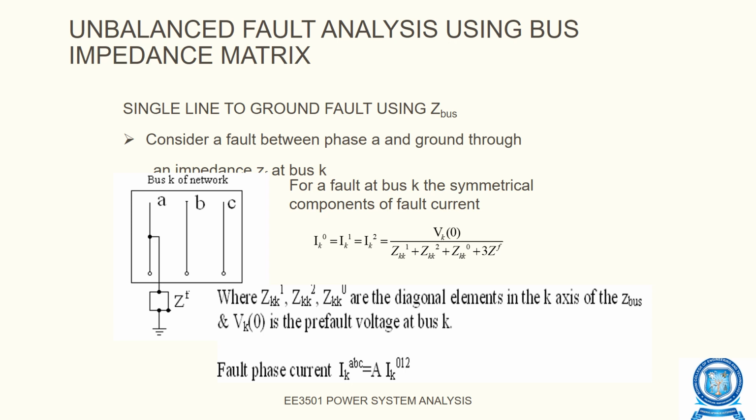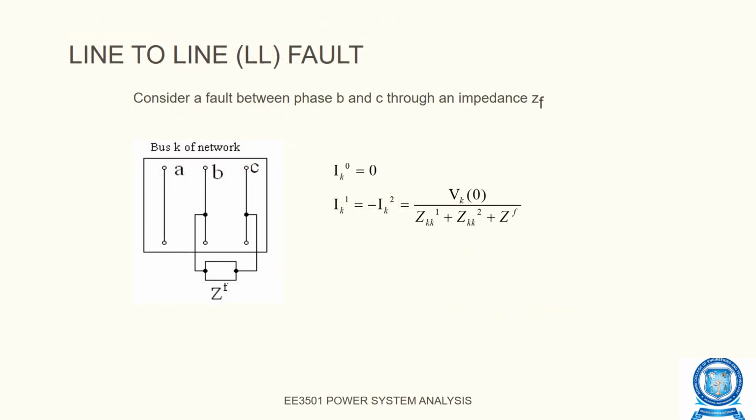Coming to line fault with the help of Z bus. Consider a fault between B and C phase through an impedance ZF. IK0 is equal to 0, IK1 is equal to minus IK2, which is also again equal to VK of 0 divided by ZK1 plus ZK2 plus ZF.